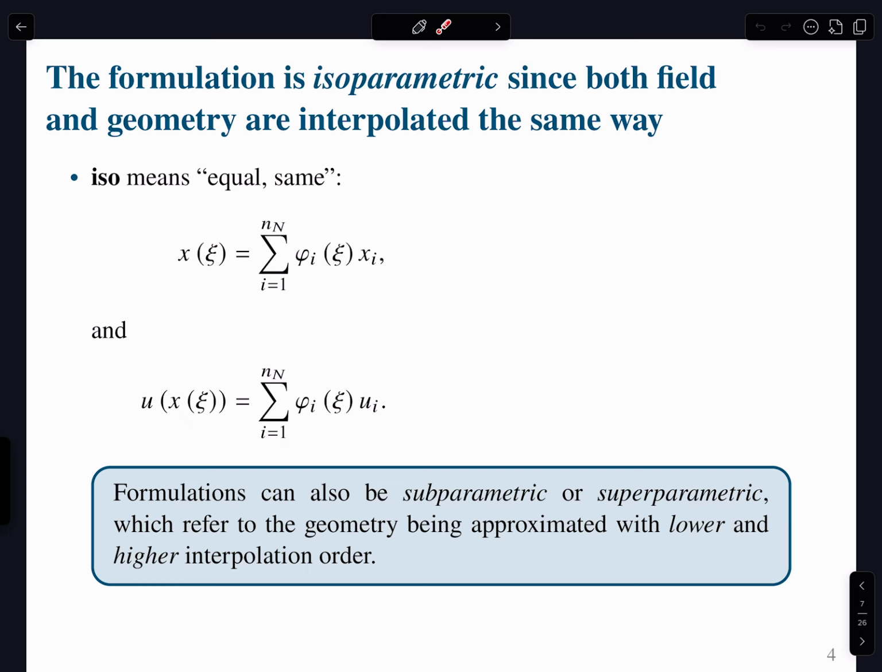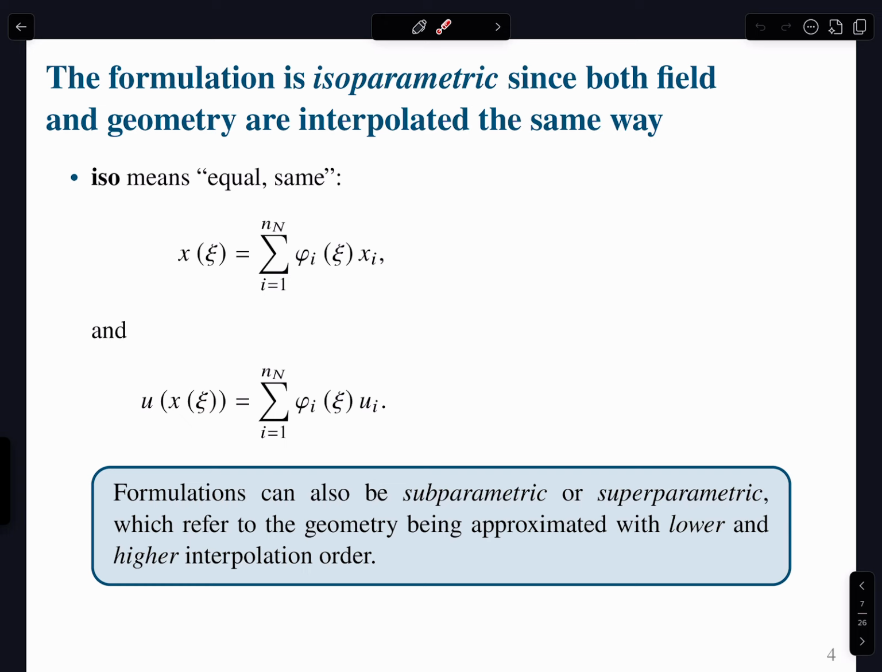A superparametric formulation, you could think, for instance, of interpolating the field linearly and then somehow expressing the geometry with an exact function like a circle arc, or you could think of some NURBS representation of your geometry. So NURBS are what people use in CAD, computer-aided design. And so it is possible to use those interpolations as well.